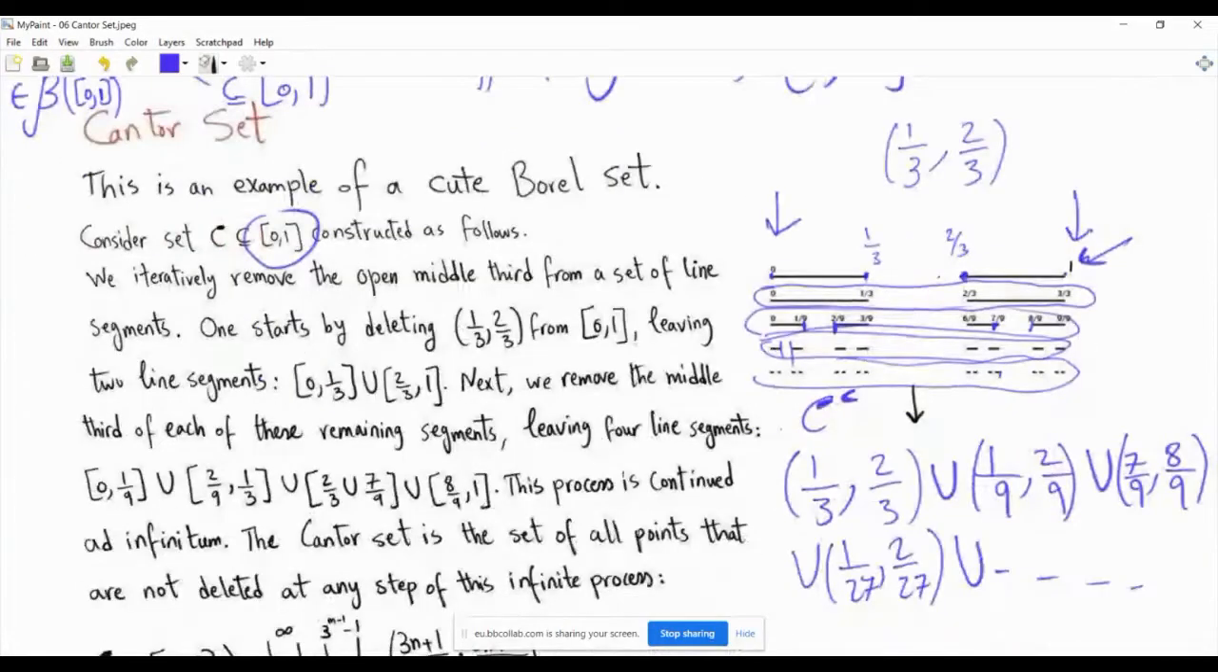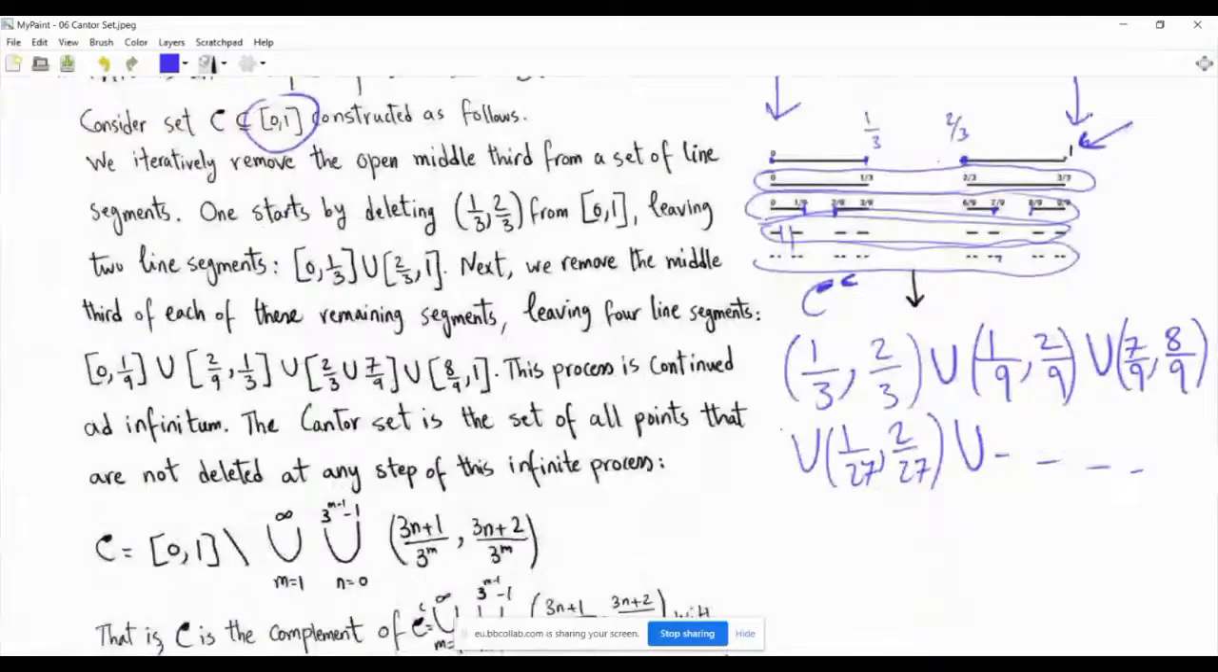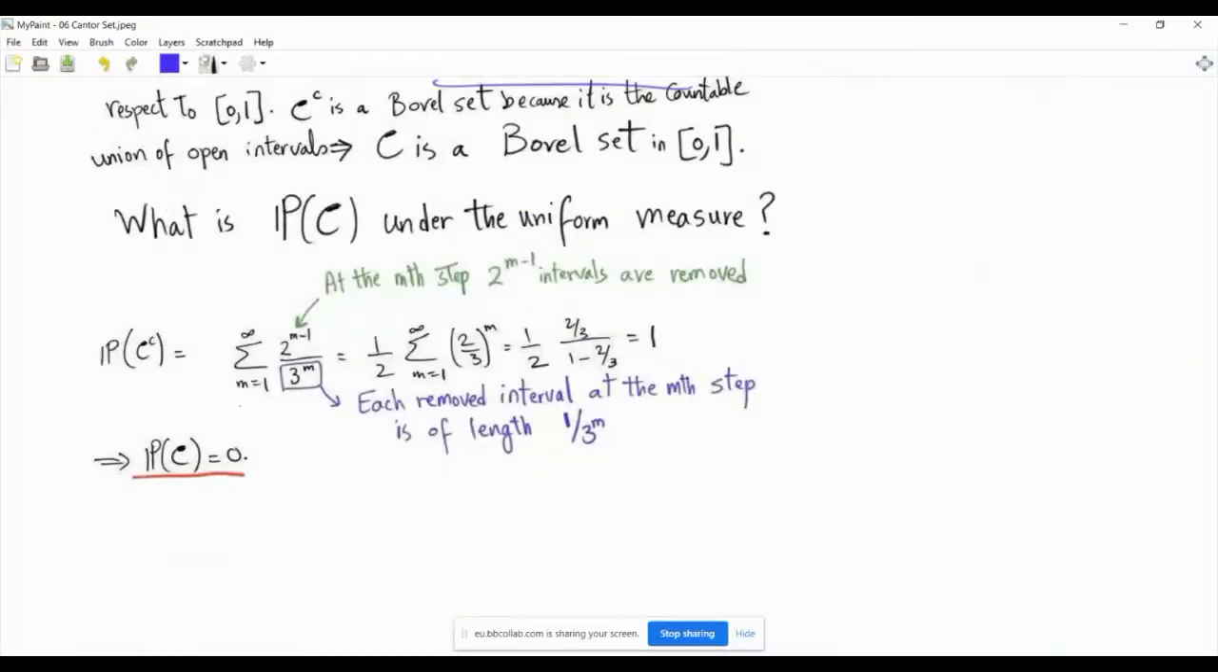Okay, so let's go here, to the complement. And the complement can be written as this union, and it's a countable union, and so we can write the probability of the union as a summation. Okay, so here it is. It is a summation, m from 1 to infinity, 1 over 3 to the m.